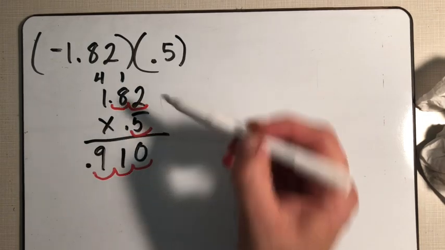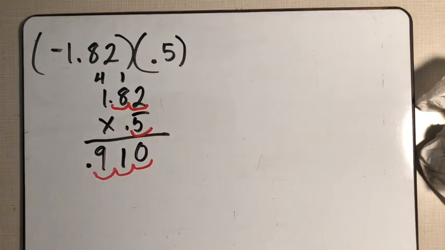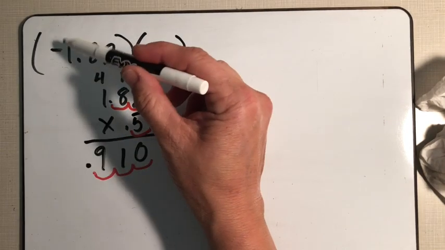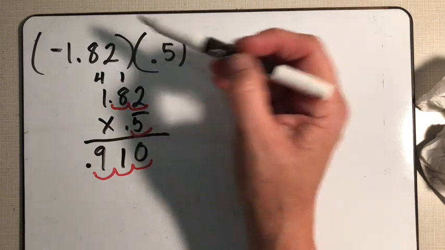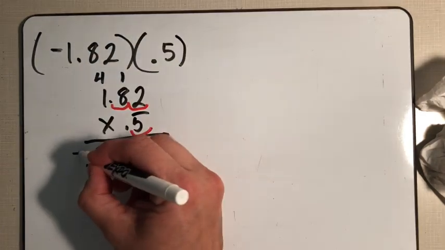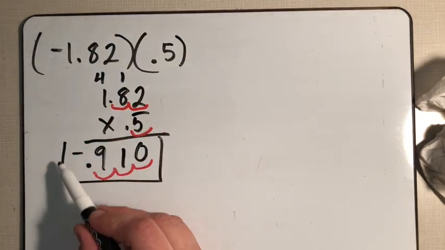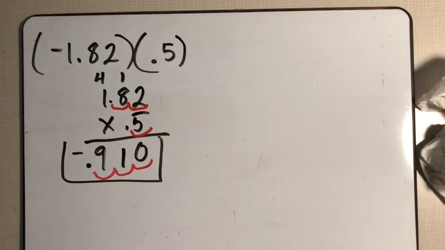So first we multiplied, then I put my decimal in, then I got to decide whether my answer is positive or negative. If I look up here, it's negative 1.82 times 0.5. A negative times a positive is a negative. So my answer is negative 0.91.